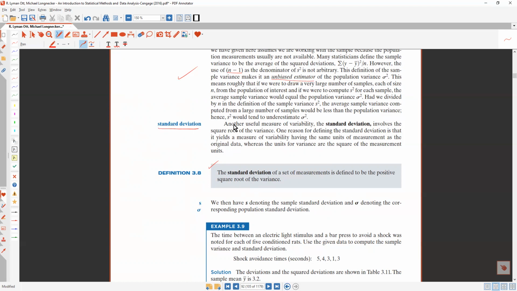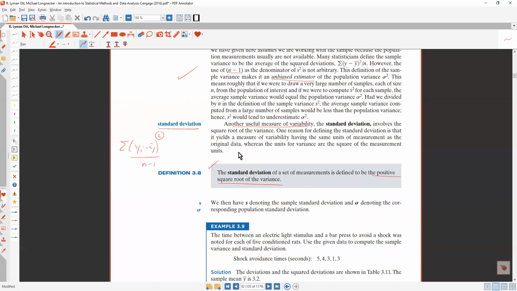The standard deviation is another useful measure of variability. Now, what's the standard deviation? The standard deviation is the positive square root of the variance. So when we computed the variance just now, right here, remember we squared deviations, right? We squared those deviations. Now, why did we square? Again, to get rid of all those negative numbers. Well, when we report it, this is going to be in squared units.